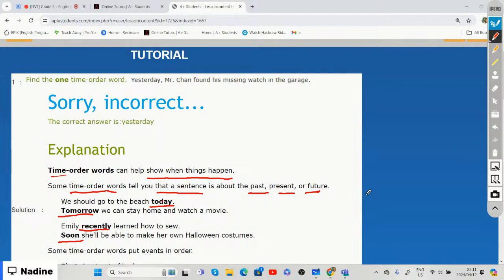And then also, some time order words put certain events in order. When we say that they put events in order, we can use words like first, last, now, or first, second, and so on. So some of the time order words can also put events in order.